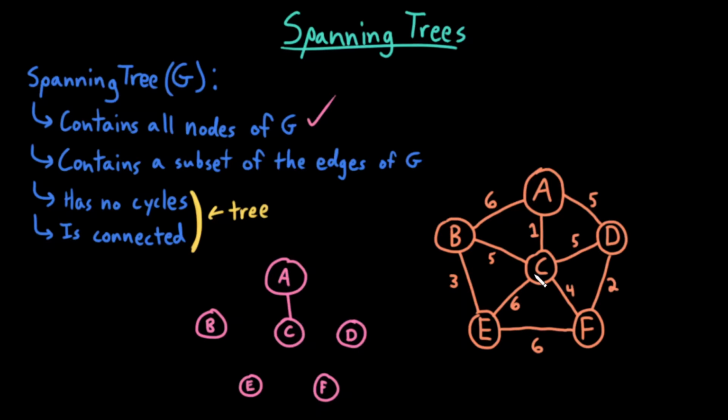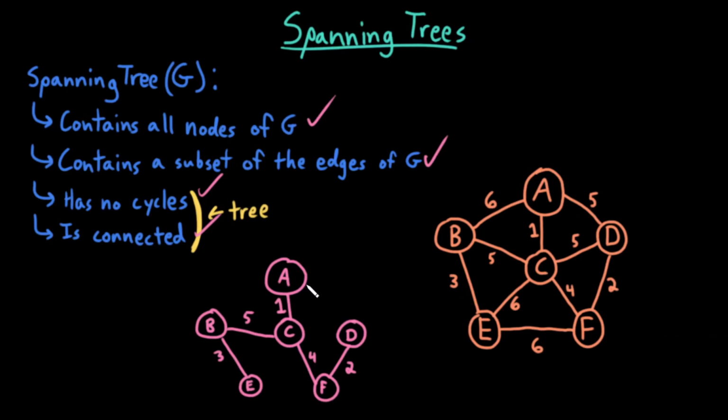So for example, let's say I put this edge, I'm just arbitrarily picking edges, this edge, and for example, this edge. This is a subset of the edges of G, and this graph does not have cycles, but it's not connected, right? There's no connection between this component and this component of my graph. Therefore, this is not a spanning tree. This, however, is a spanning tree because it's a subset of the edges of G, it has no cycles, and it's connected.